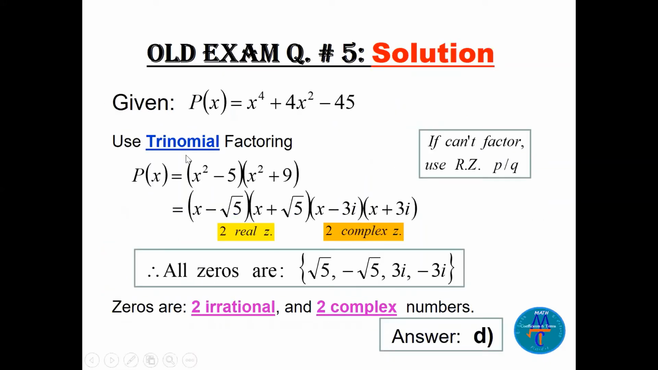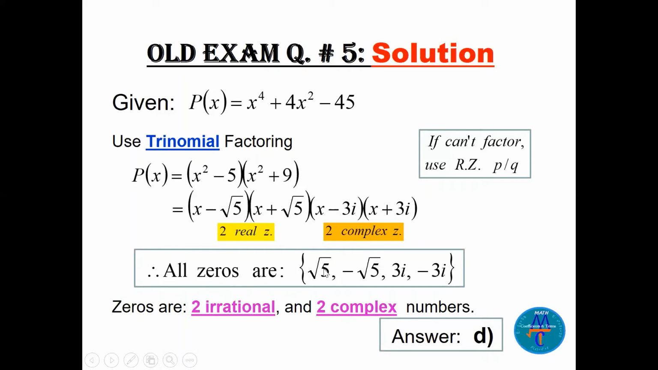Also, it happens here that we can use trinomial factoring. See, x squared minus 5 times x squared plus 9. If you multiply, you get x to the power 4 plus 4x squared minus 45. Now this one is a difference, with real numbers: x minus square root of 5, x plus square root of 5. This one: x minus 3i, x plus 3i. So two complex, two real. Now these real ones are irrational.